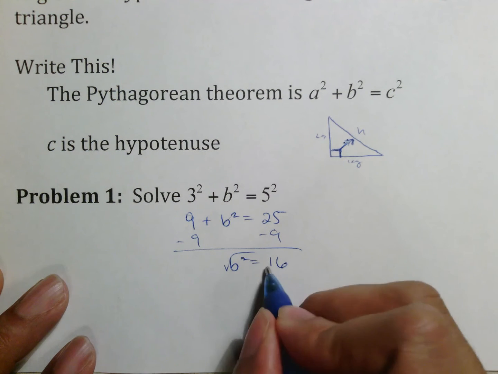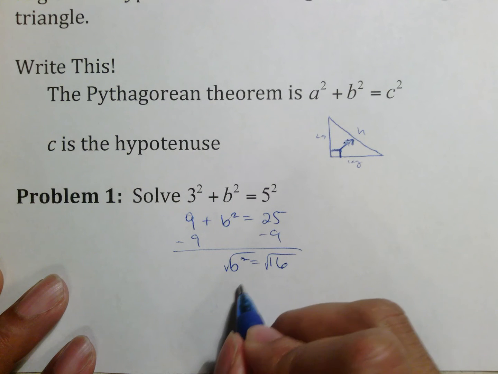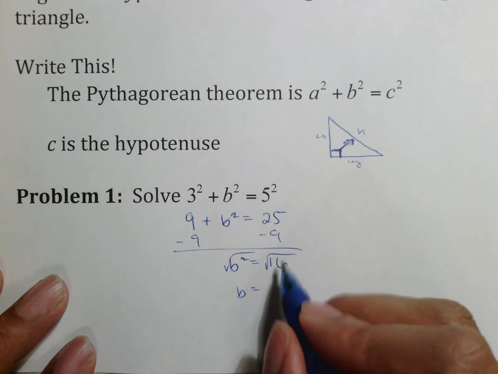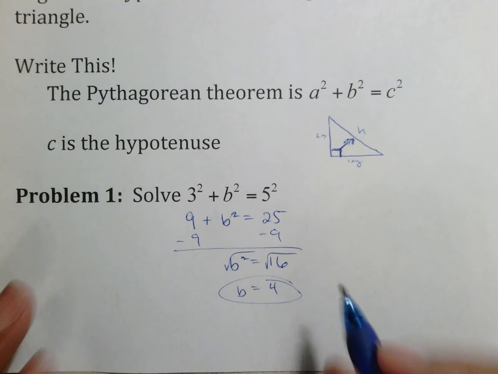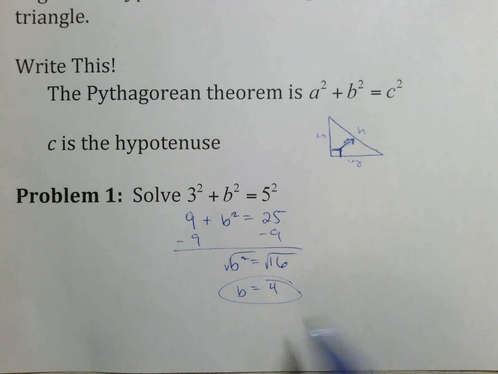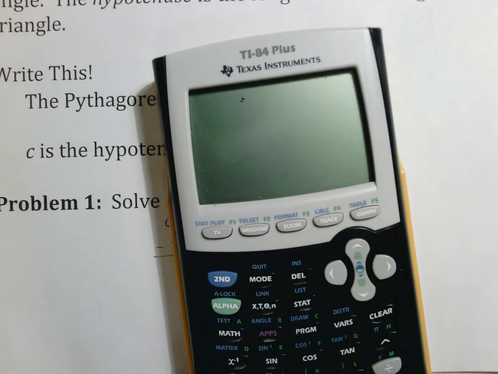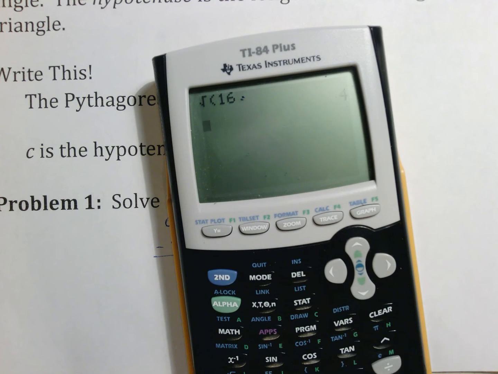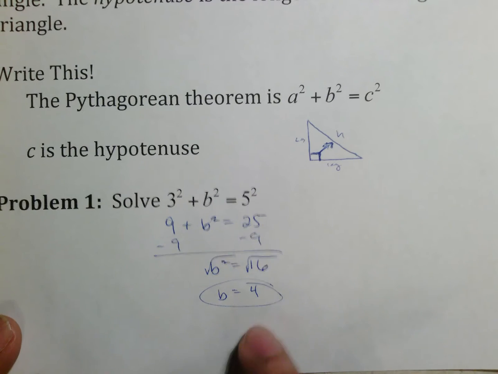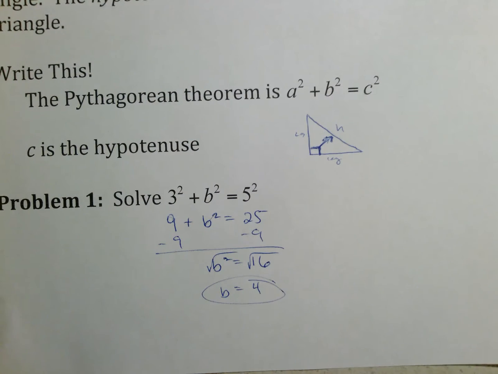And then when you square root both sides, yes, remember we do get a plus or minus, but we're talking about the length of a side, and so in this case it's just 4. Because the square root of 16 is 4, that gives you the answer of 4. It means that the third side of that triangle is 4, or that the missing value is 4.